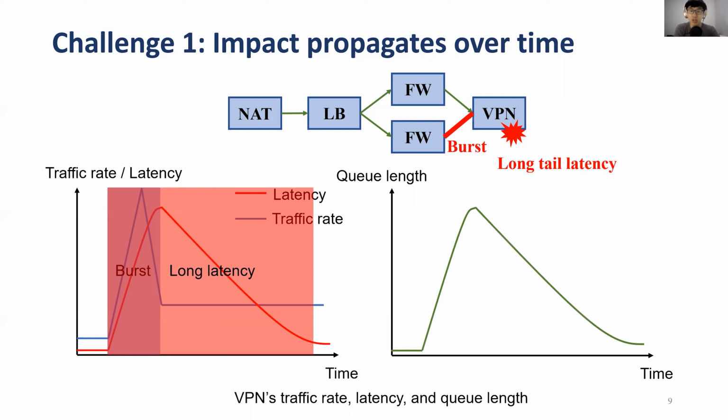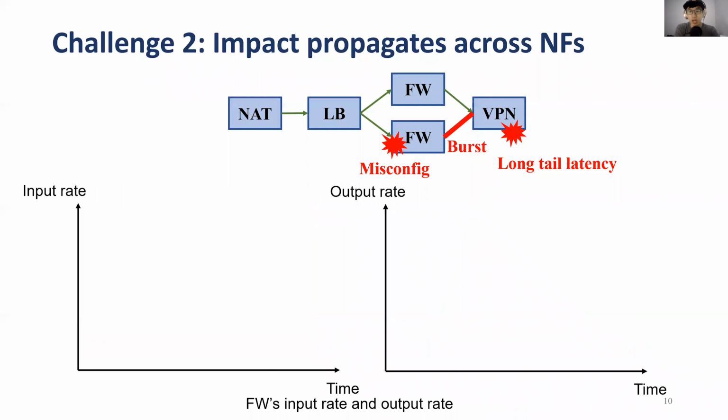As we can see, the queue length in VPN starts to grow when the burst arrives and still keeps at a high level after the burst, because packets in the queue need to take some time to be processed. As a result, the impact in NFV could propagate over time. The second challenge is that impact can propagate across network functions.